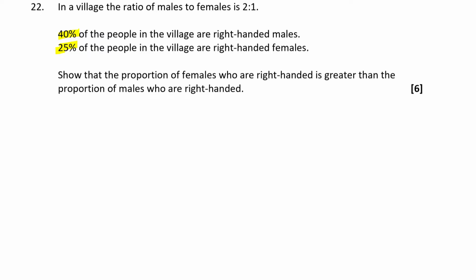But the difficulty here is I've got a ratio of 2 to 1 and it's difficult to divide 100 up into 3 parts. It doesn't divide nicely. So I'd normally go for 100, but it doesn't divide by 3. So I'm going to go for 300. So I'm going to assume 300 people in the village, just so that I can do the calculation without worrying too much about it.